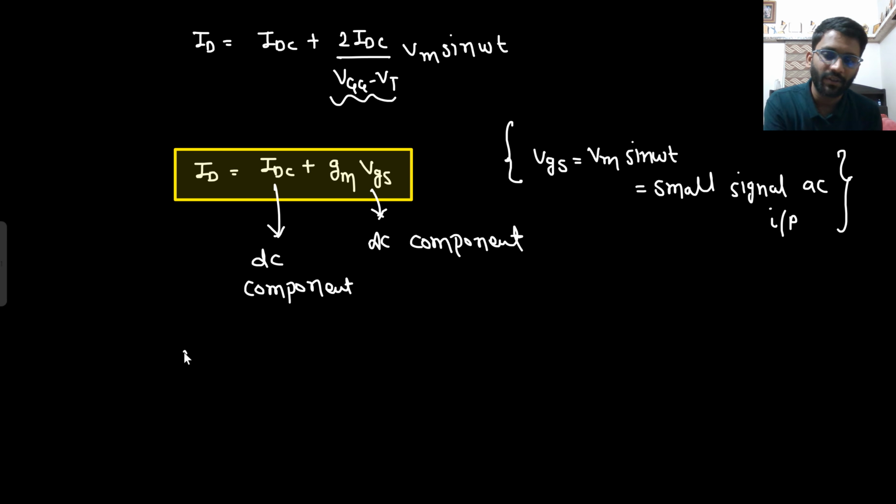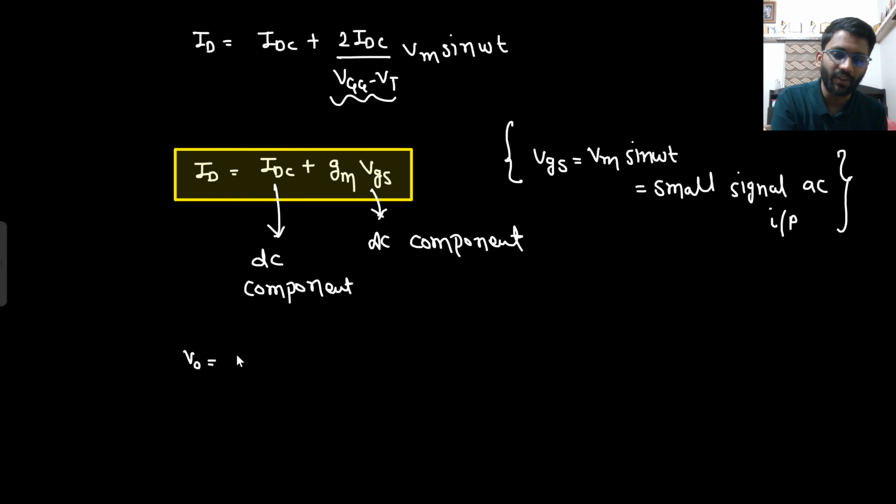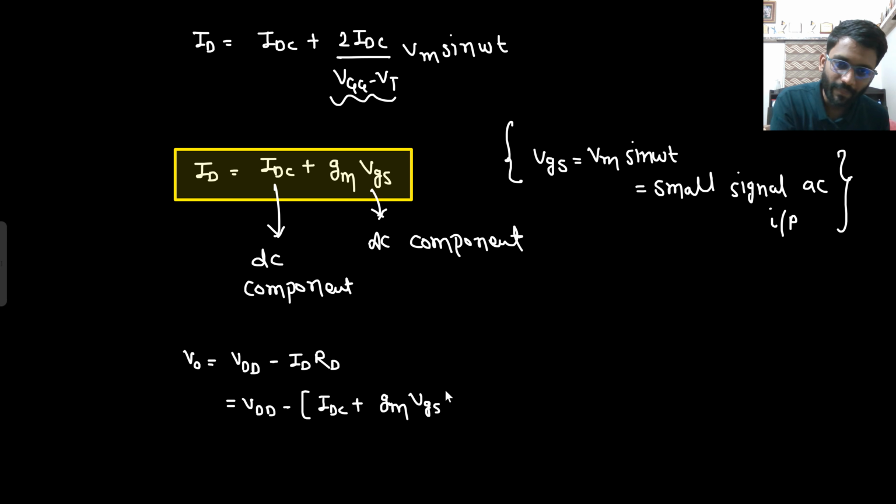And what about V naught? What will be your V naught? Tell me. V naught will be VDD minus IDRD. That would be VDD minus, what is ID? ID is IDC plus gm vgs into RD. What do you get here? VDD minus IDC into RD minus gm vgs into RD.